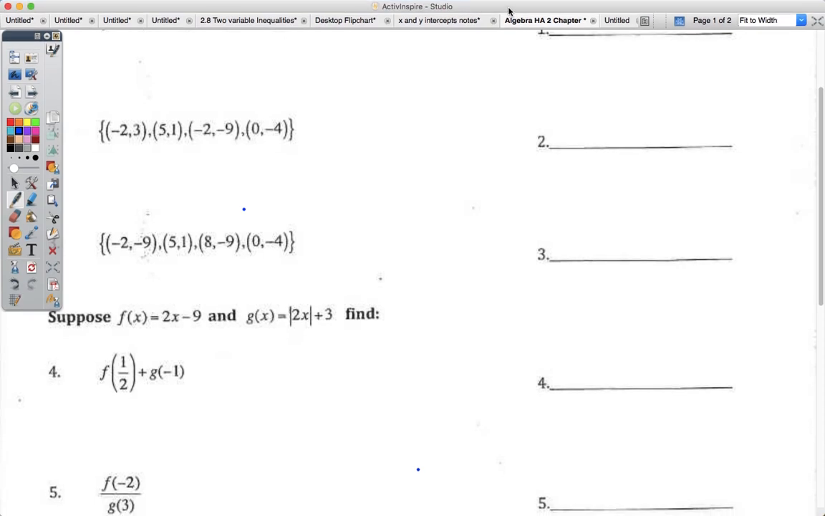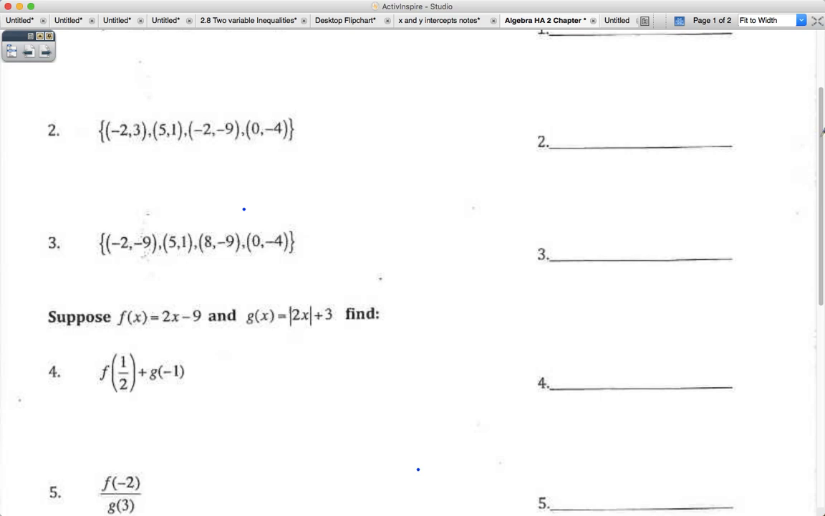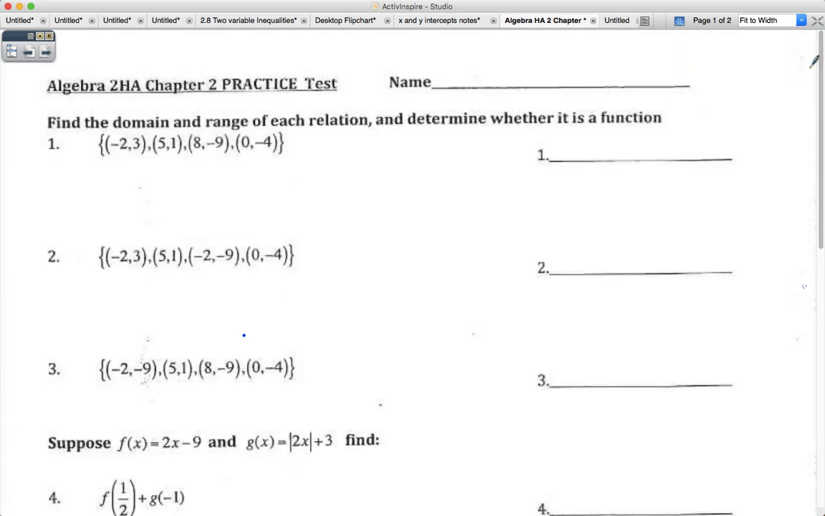Okay, this is the review of the Chapter 2 test. We're going to start off with number 1 and 2, naming the domain and range of this relation and determining if the relation is a function. The first thing I'll do is see if there are any repeat domain members: -2, 5, 8, and 0. So this is a function.